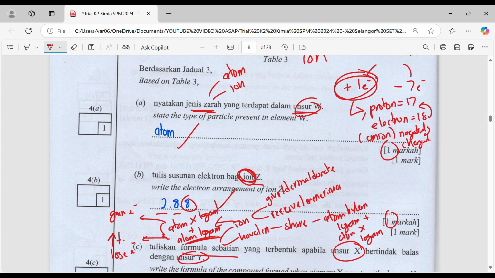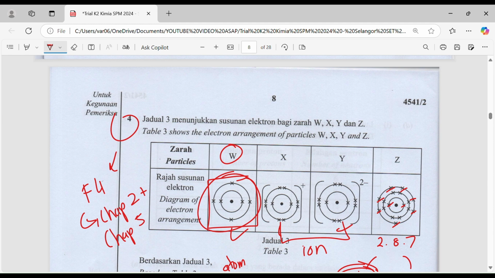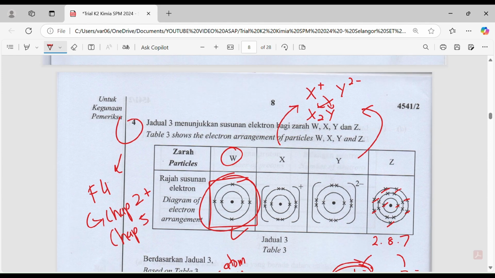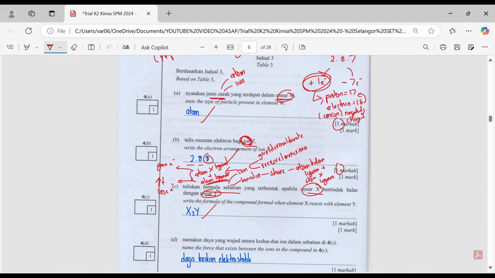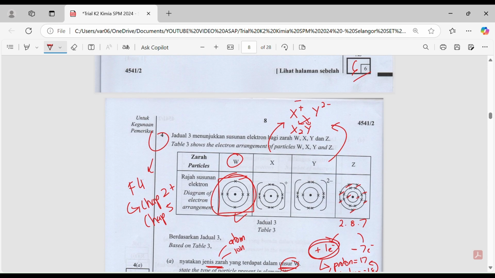Right? So they ask you to write formula sebatian antara unsur X and unsur Y. Okay. Unsur X positively charged. Unsur Y negatively charged. Alright, silang X2Y. There we go. X2Y. Simple as that.